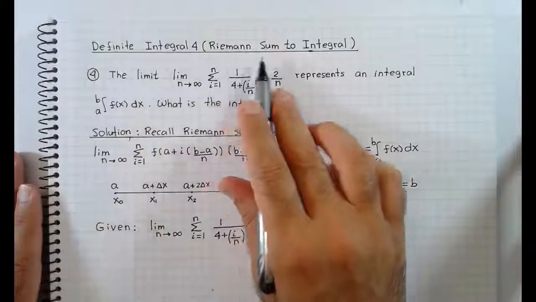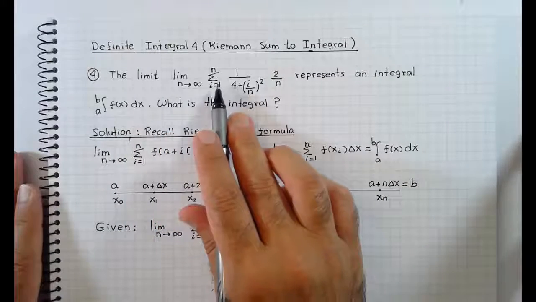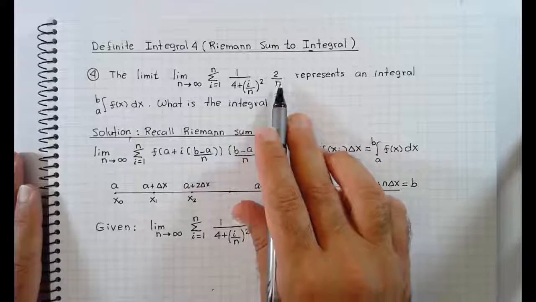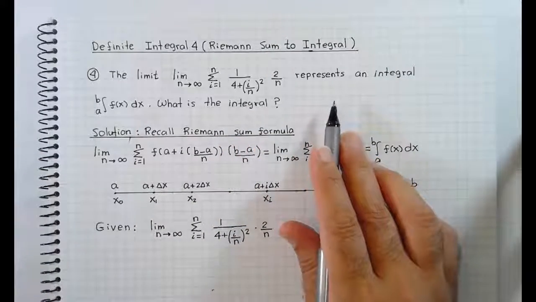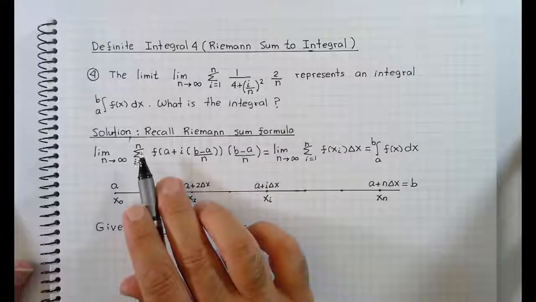Definite integrals, Riemann sum to integral. The limit as n goes to infinity of the summation from i = 1 to n of 1 over (4 plus (i over n) squared) times 2 over n represents an integral, the integral from a to b of f(x) dx. What is this integral? Solution.